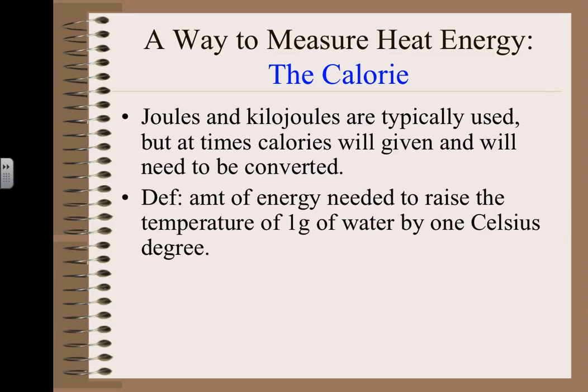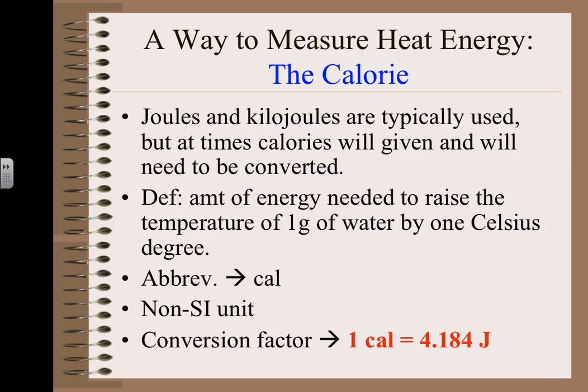But the definition of a calorie is the amount of energy needed to raise the temperature of 1 gram of water by 1 Celsius degree. So it's a very specific definition. That energy amount can be measured, and that's how many calories you would have. It's abbreviated with a lowercase cal. It is not an SI unit. In fact, the joule is the SI unit, which is one of the reasons why we tend to work in joules in calculations. The conversion factor is as shown in red: 1 calorie equals 4.184 joules. So if you're given calories, you'll have to do the conversion, and then you can do the mathematical problem that you would be asked to do after that.